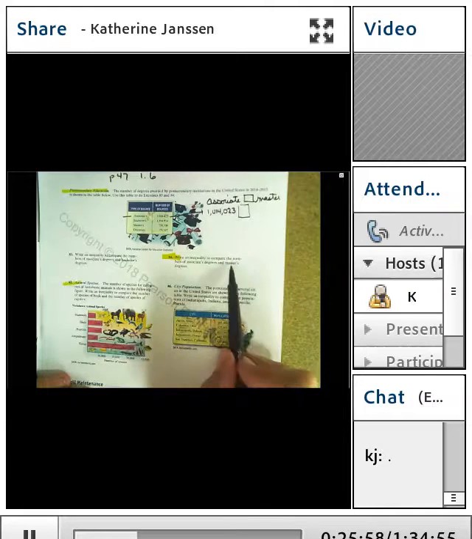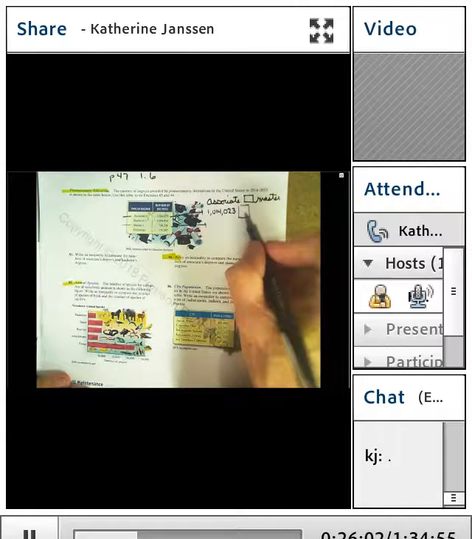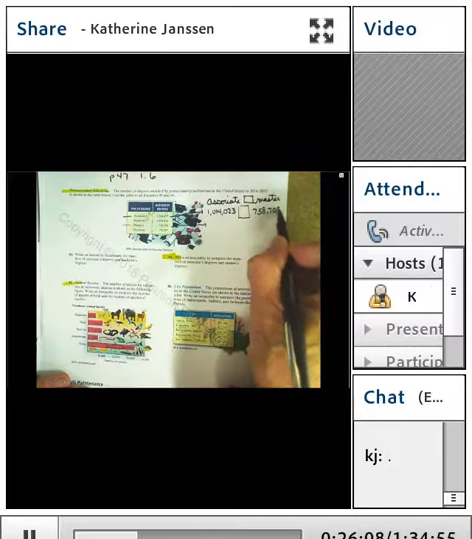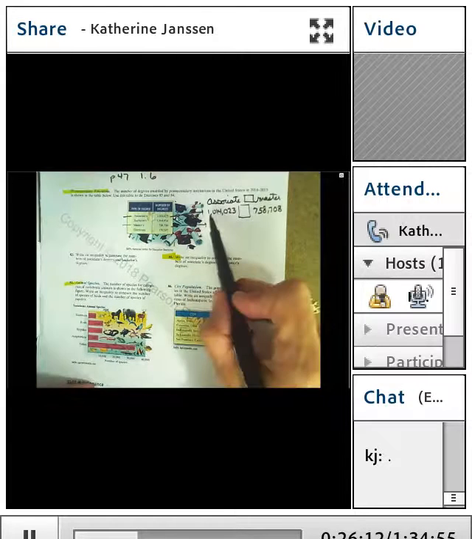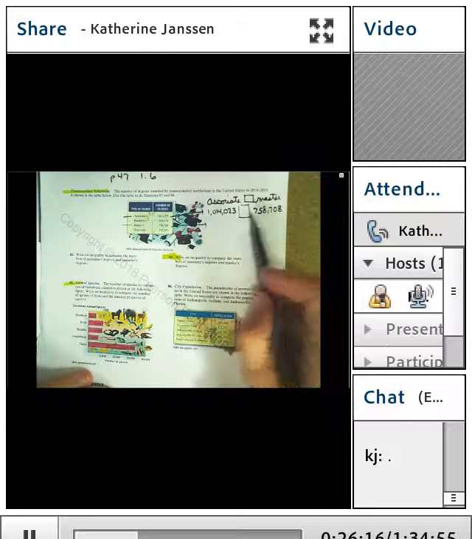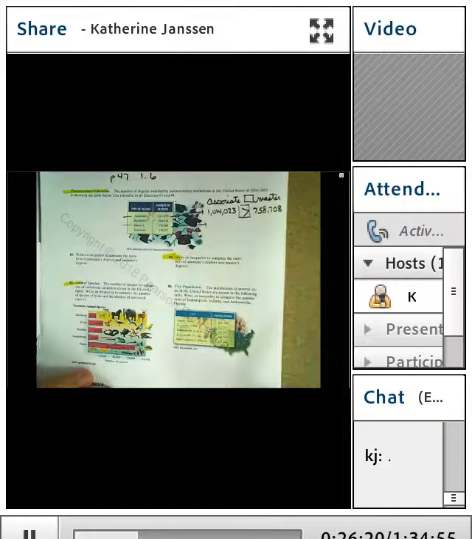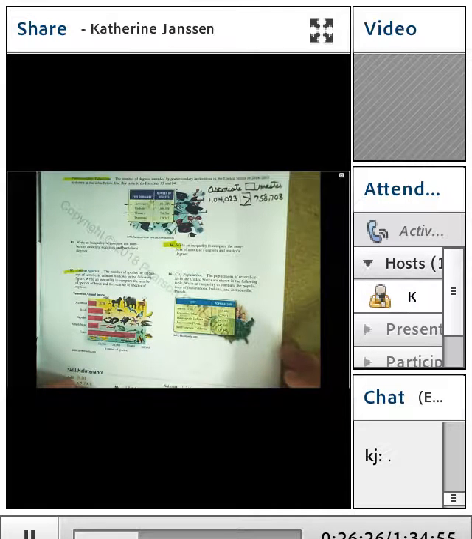Compared to master's degrees, the master degrees are 758,708. So comparing, 1 million is greater than 700,000. So associate degrees were greater than master degrees throughout the years 2014, 2015.